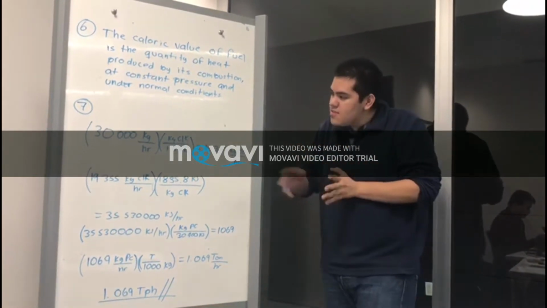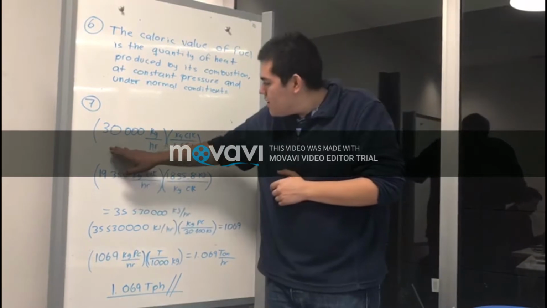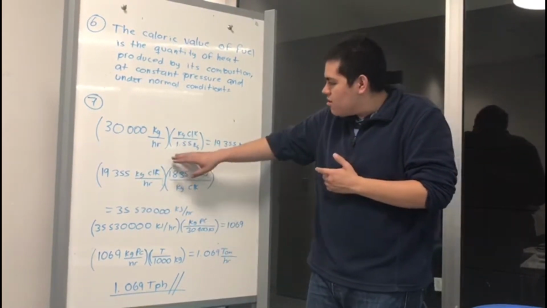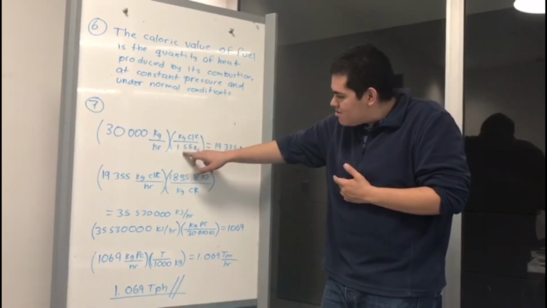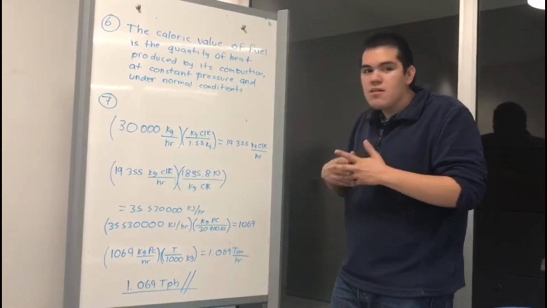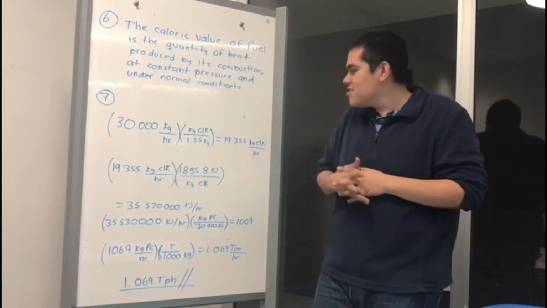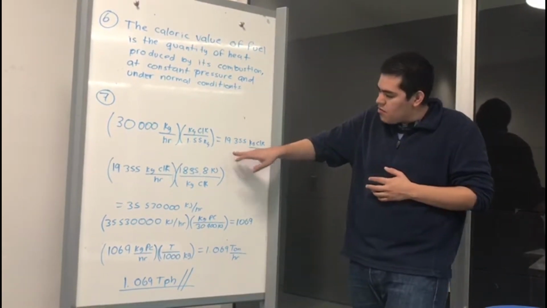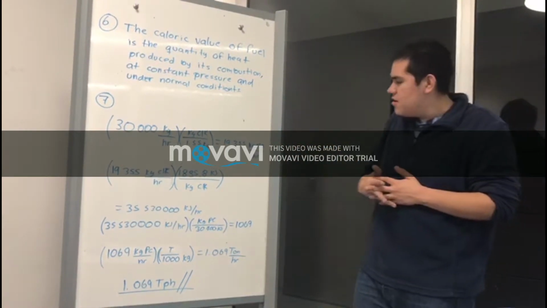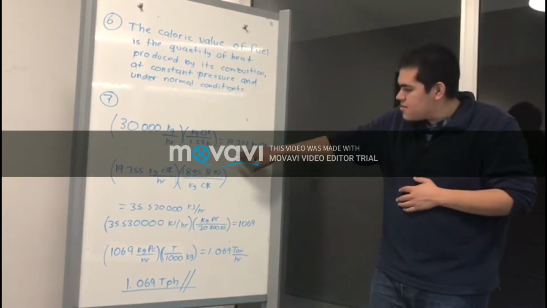Now, for number 7, they ask us how much fuel we need in tonnes per hour. Now, this is a simple conversion, and I present you. This is the kilograms. As you can see, this is the ratio that we have at the beginning of our exercise. This is extra information. If we do the corresponding operation, we're going to get this.